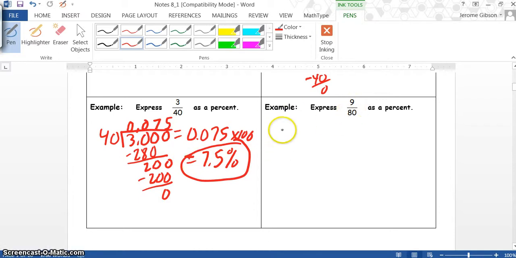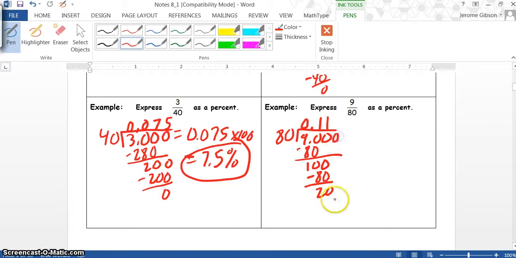Now we need to take this next problem, 80 into 9.00. 80 goes into 9 0 times. 80 goes into 90 once. 1 times 80 is 80. 90 minus 80 will give us 10. Bring down your 0. 80 goes into 100 once. So it'll be 100 minus 80, which is 20. Add a 0. Bring the 0 down. 80 goes into 200 twice.